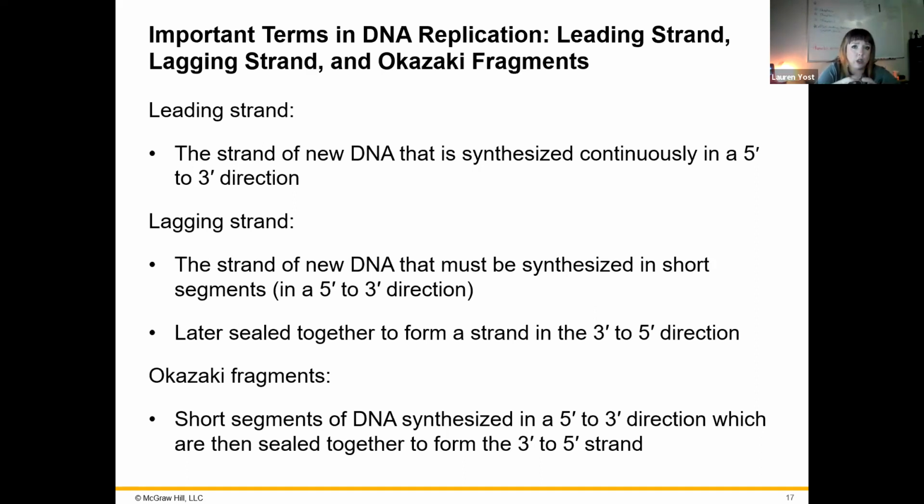That's the lagging strand, where we have to make it in pieces going in what would be the opposite direction, but we can't go that way. We can only go 5' to 3'. So we will later on seal that together using DNA ligase. Those pieces that are made as we are going are called Okazaki fragments. So let's take a look at this.